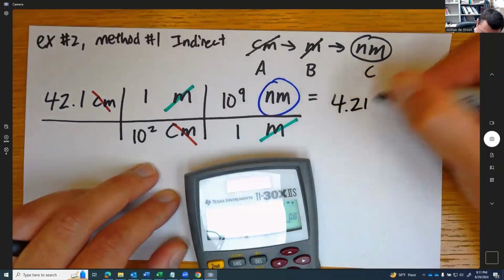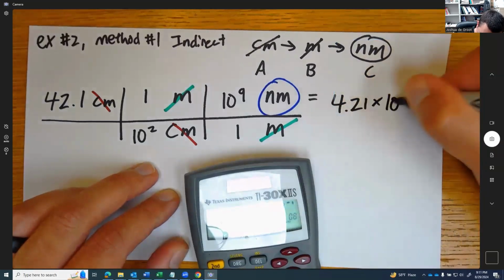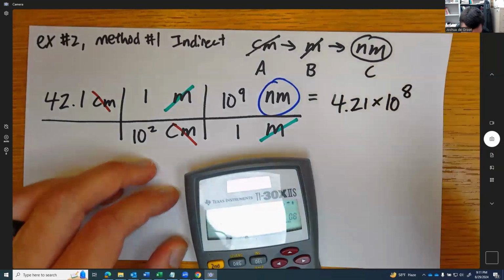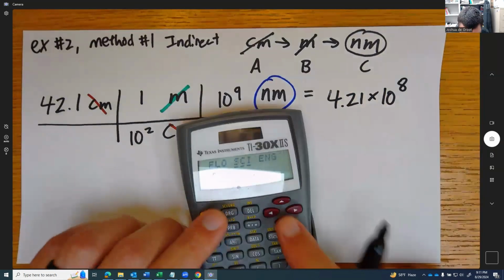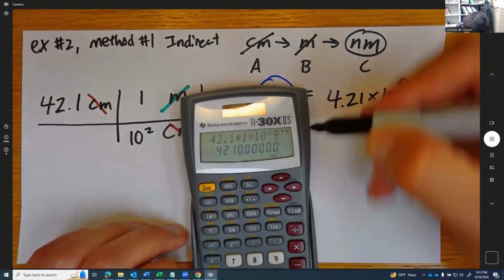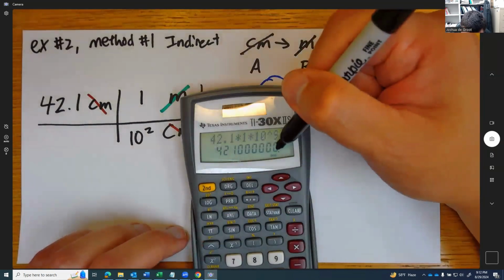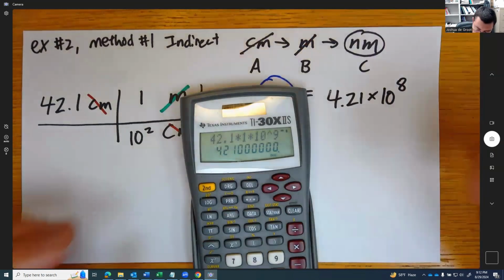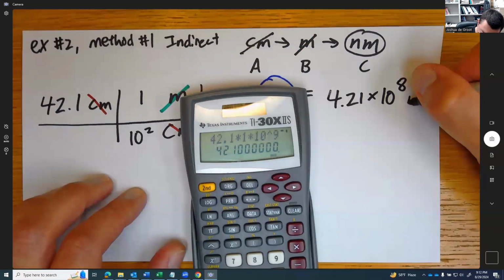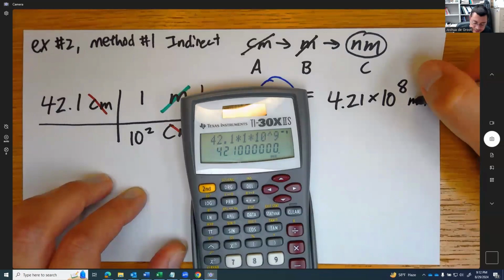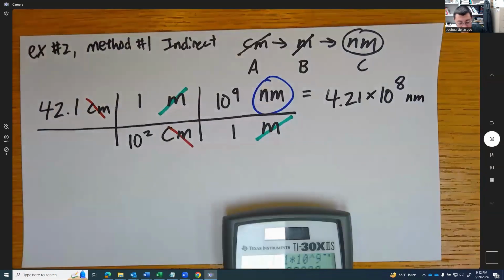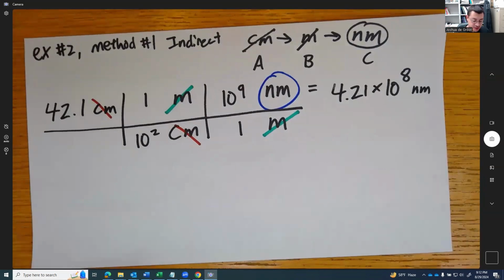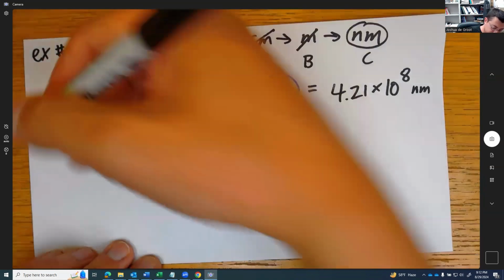Or you could just count your zeros, or decimal places, excuse me. 1, 2, 3, 4, 5, 6, 7, 8. Yeah, it's good. Okay. And then we get nanometers. Okay. If you're trying to do this in your head or all calculators in the world stopped existing, then there's a way you can do this by hand.